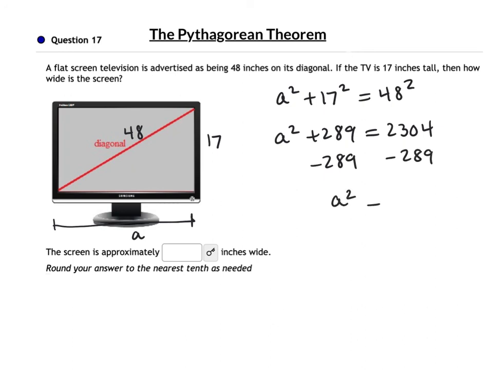A squared equals 2,015. Square root both sides. This says round to the 10th. So A is equal to 44.88. So to the 10th, it'd be 44.9. And that would be inches.